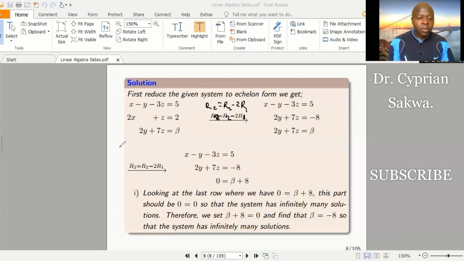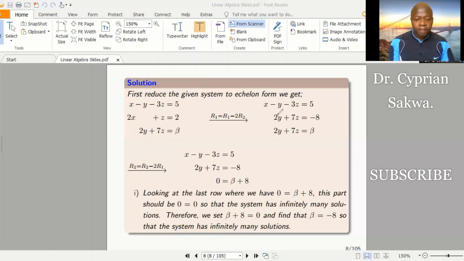So 2x minus 2 times x gives me 0. And then this is already 0. So I have 0 minus 2 multiplied by negative y, and that will be positive 2y. And then I come to this position, z minus 2 times negative 3z, and this is 6z plus z, which is 7z. And then here, 2 minus 2 multiplied by 5, that would be negative 8. And the other row remains where it is.